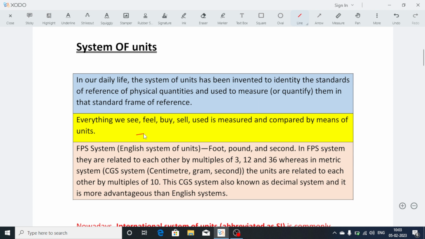In the FPS system, these units are related to each other by multiples of 3, 12 and 36, whereas in the metric system, that is the CGS system, which is also called centimeter gram second, the units are related to each other by multiples of 10. The CGS system is also known as the decimal system. It is more advantageous than the English system.